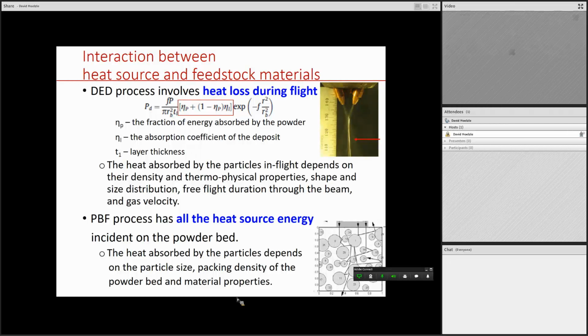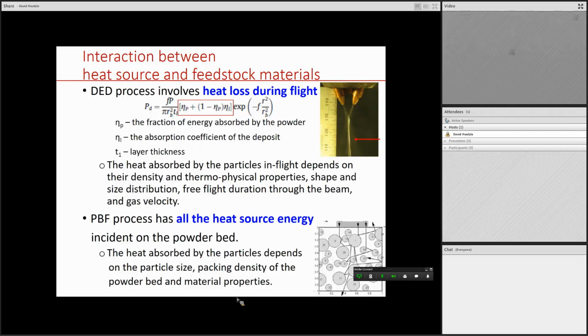The heat absorbed by the particles actually depends on the characteristics of both the particles and the heat source. As for the absorption coefficient of the deposit, it actually depends on the status of the deposits.